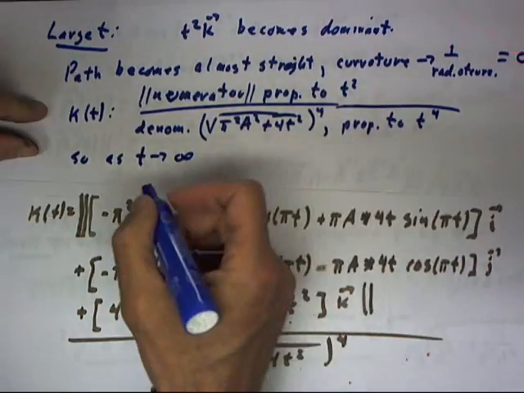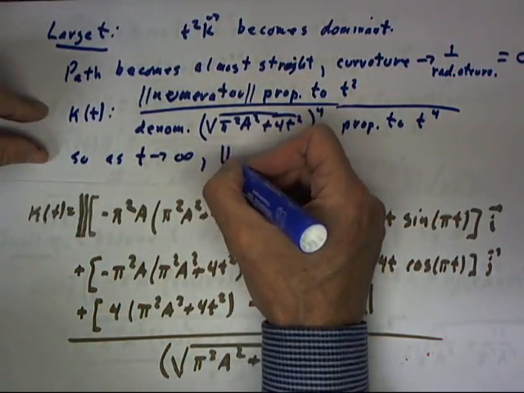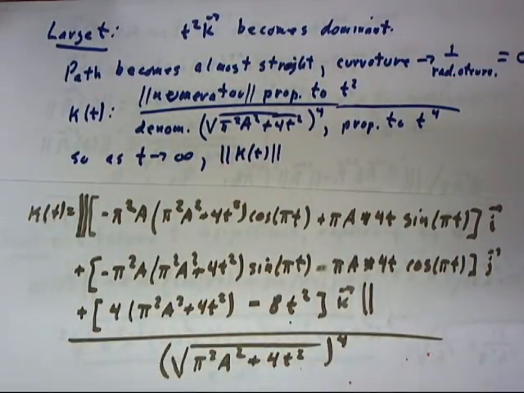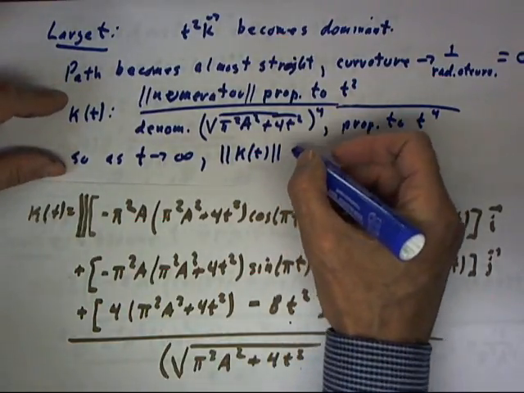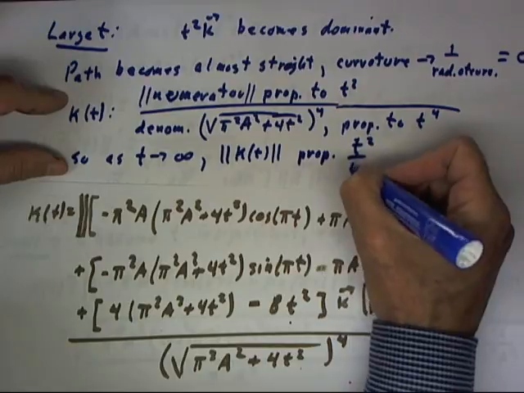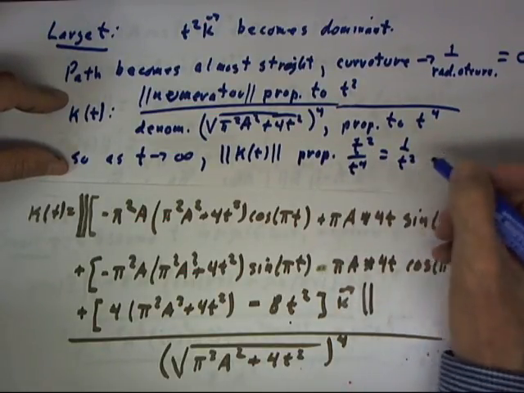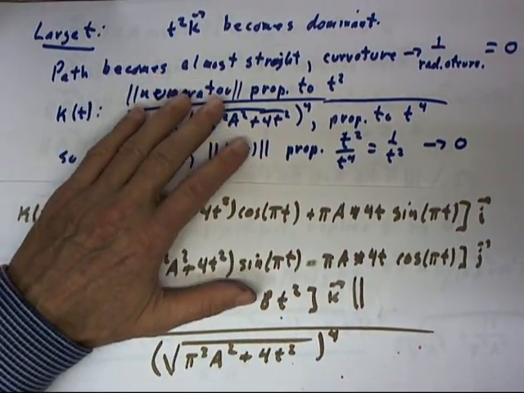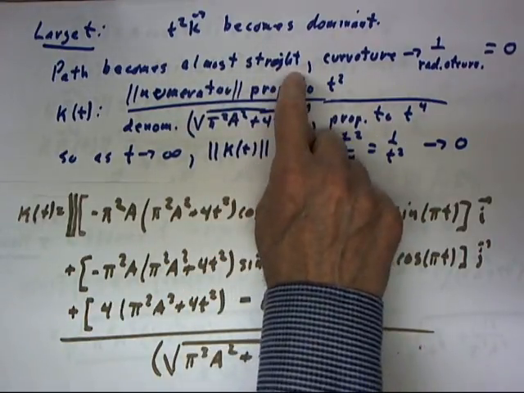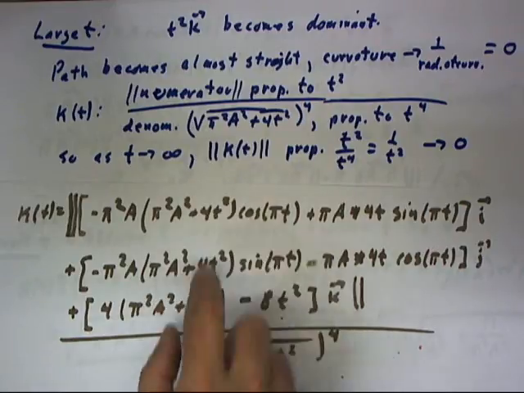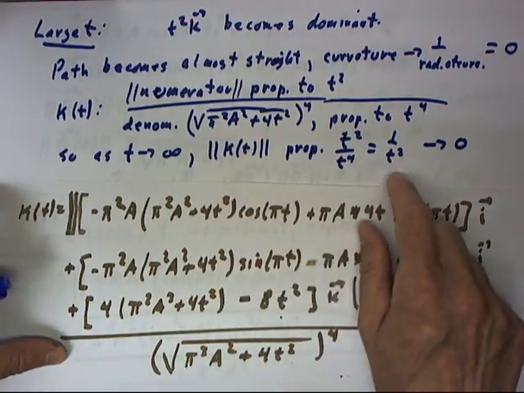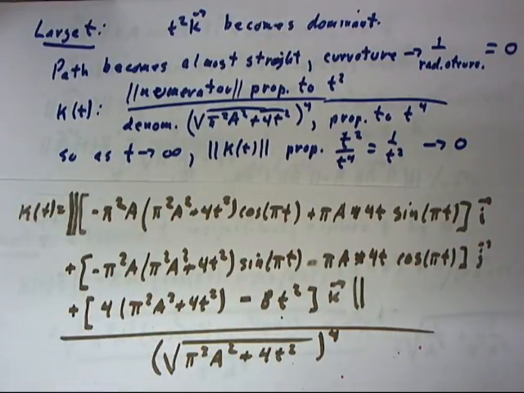So we can simply say, with a little hand waving, as t goes to infinity, the magnitude of the curvature, and of course the curvature is a positive quantity, so I didn't really need the absolute value signs, but the magnitude of the curvature is proportional to t squared over t to the 4th, which is 1 over t squared, and that approaches 0. So, as expected, our path becomes almost straight, our curvature approaches 0, and if we analyze the t's here and consider the limit of this expression as t approaches infinity, we're going to find that it's dominated by the 1 over t squared and therefore approaches 0 as expected.